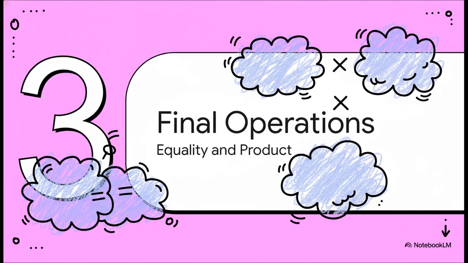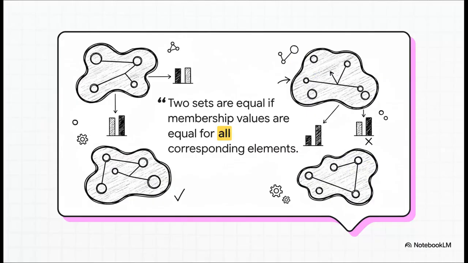All right, to round out our little toolkit here, let's look at two final, super straightforward operations. First, checking if two fuzzy sets are equal, and second, how to calculate their product. Now this is a really key point. The rule for equality is extremely strict. It's not good enough for some or even most of the values to match. For two fuzzy sets to be considered truly equal, the membership value for every single corresponding element has got to be a perfect match, no exceptions.